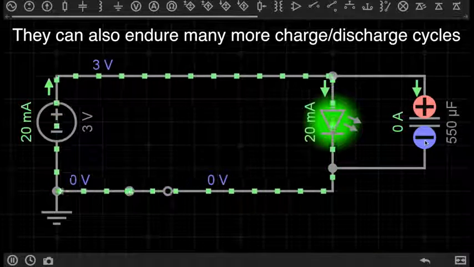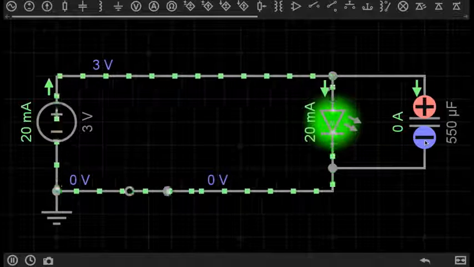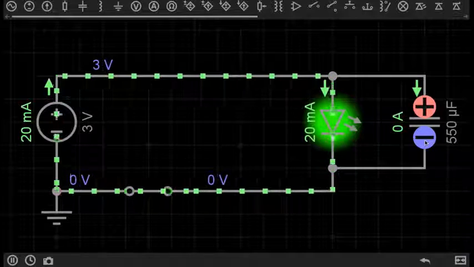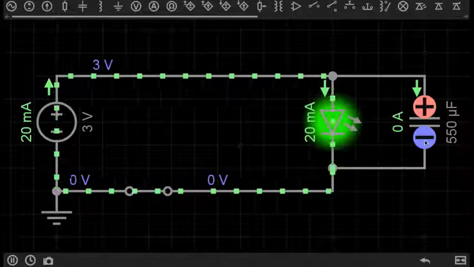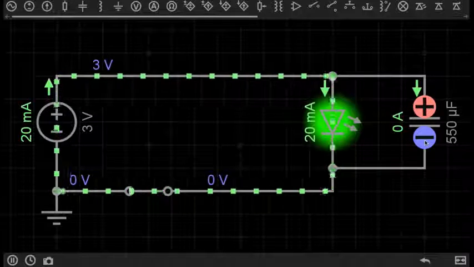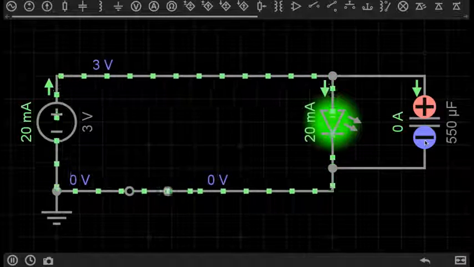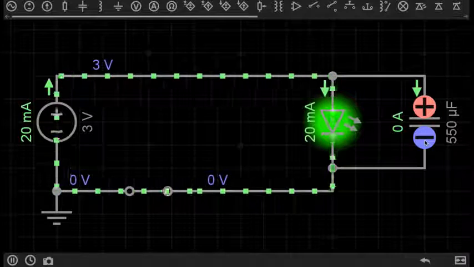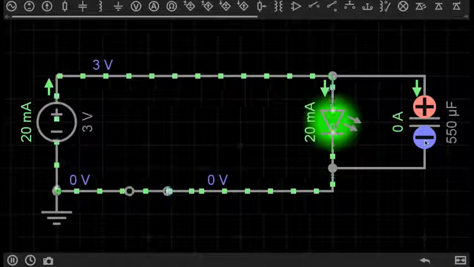Now capacitors do have a disadvantage over batteries, and that is energy density. A battery can store much more energy in the same space than a capacitor. For a battery and a capacitor with the same physical dimensions, a capacitor would only be able to store a fraction of the energy that a battery could. So capacitors and batteries have their uses in different places.